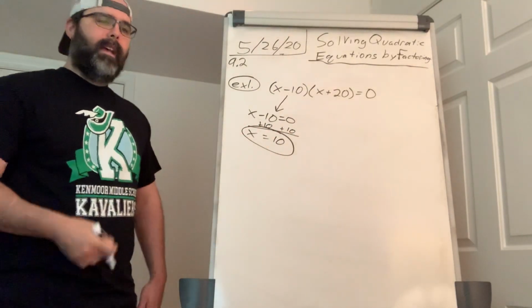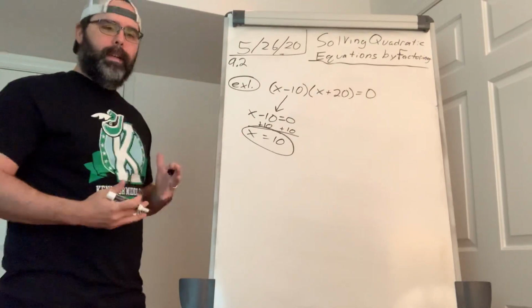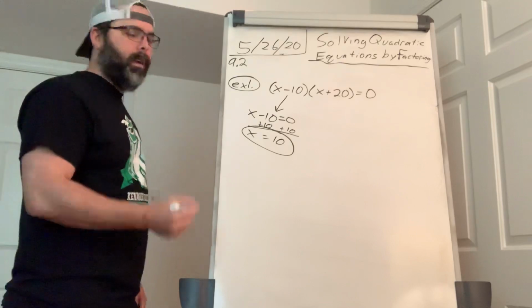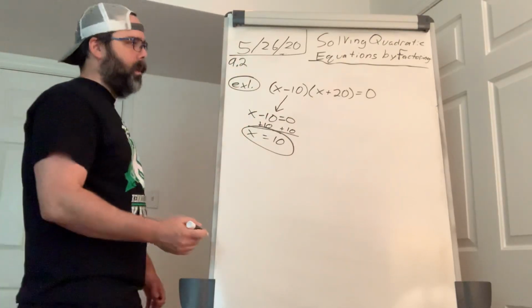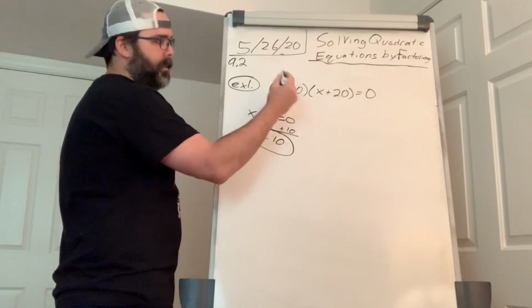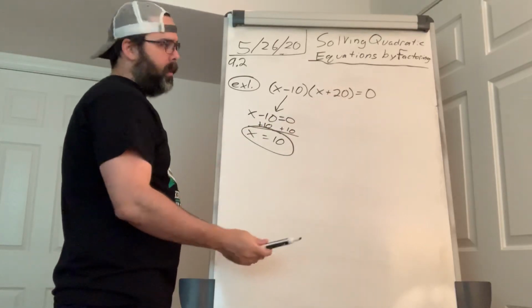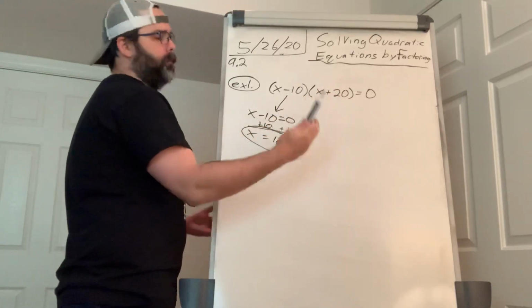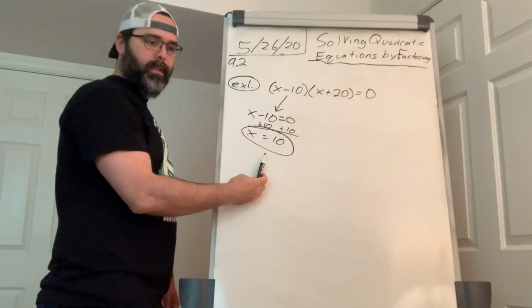x equals 10. That means if x equals 10, then this whole equation equals 0. All right? Well, let's plug that in and see what happens. So x is 10. 10 minus 10 is 0. And 10 plus 20 is 30. What is 0 times 30? 0, right? So it makes the equation true. So this is a solution.